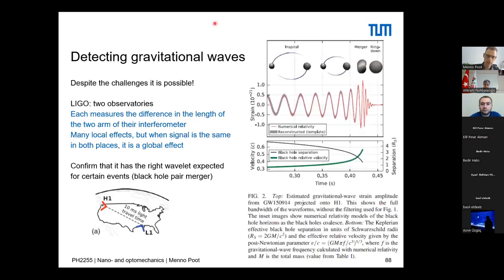Initially, they are circling around each other. They lose their energy and get closer and closer together. And at some point, they actually merge. And then they become one big black hole.